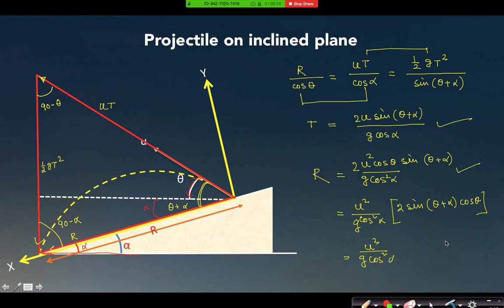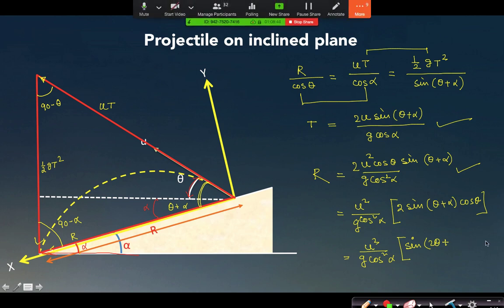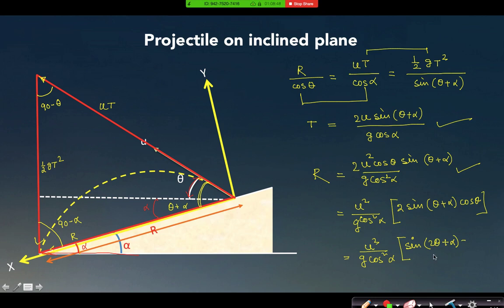U square sin beta plus cos beta square alpha, sin of theta plus alpha minus theta. Sine a plus b is sine 2 theta plus alpha. Sine a plus b minus sine a minus b is sine alpha.